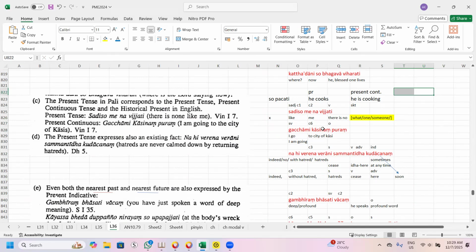Okay, gacchami kasinam puram. So here, can you see, I go or I am going? It's up to you. So now, I go. Pura is a city. I go to the city of Kasi. I am going to the city of Kasi. So that is basically talking about the present continuous tense. You can take both of these. If you put it like that, no problem. Put it like that also no problem. That is to highlight to you.